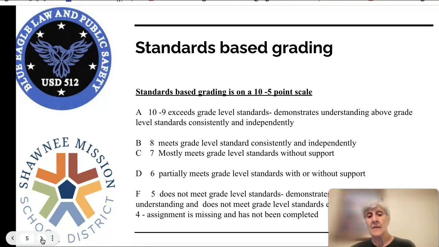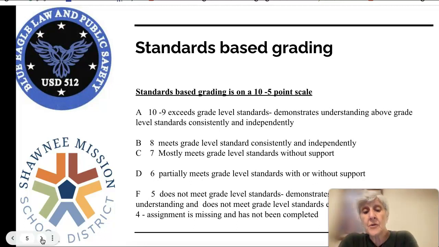If they have a 7, that's the equivalent of a C. They mostly meet grade level standards without support. If they have a 6, that's the equivalent of a D. They partially meet the grade level standards with or without support. And then a 5 is the equivalent of an F. They do not meet grade level standards or demonstrate minimal or no understanding.